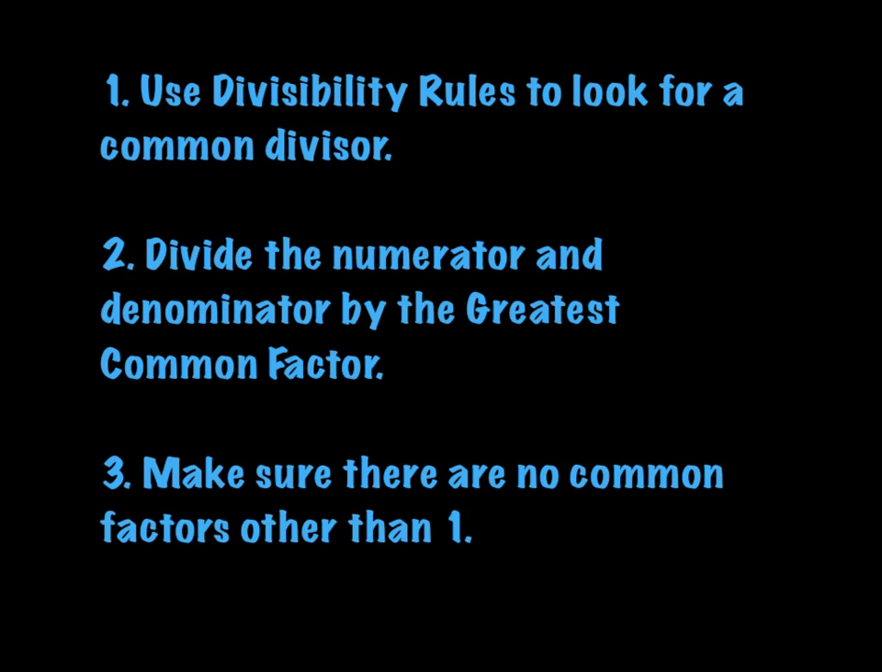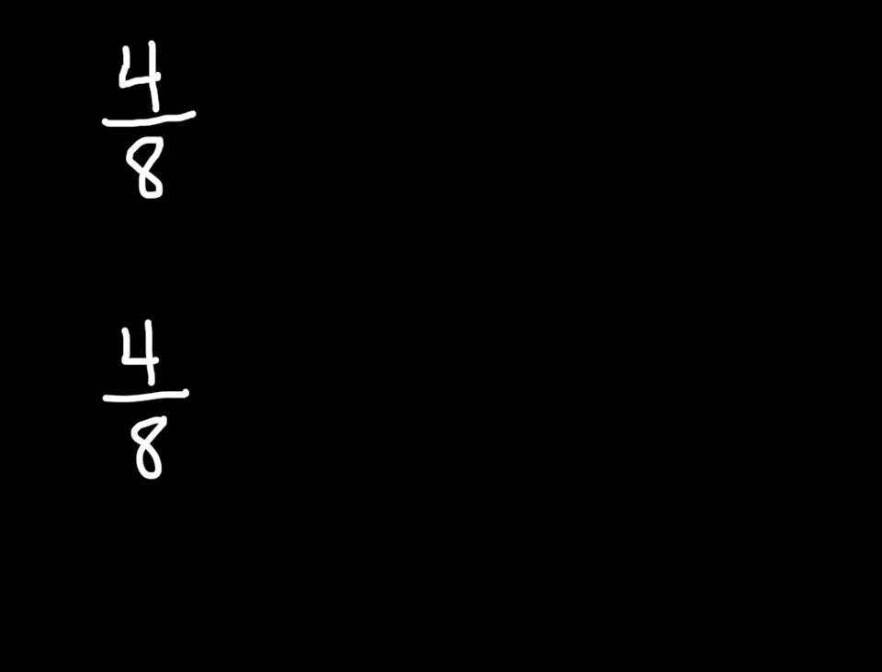And number 3, make sure that there are no common factors other than 1. Once you reach a point where you cannot divide your numerator and denominator by any number other than 1, you know that your fraction is in simplest form. Let's do a couple to practice.